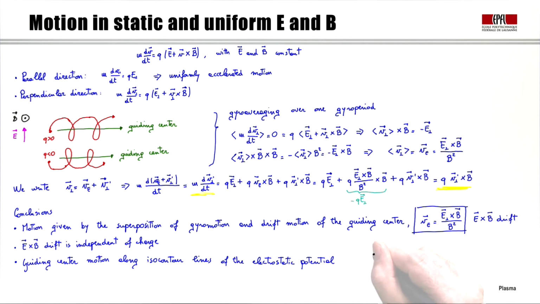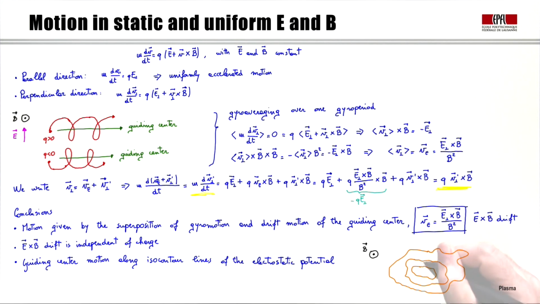Let's in fact imagine to have a magnetic field pointing out of the page, and let's imagine to have an electrostatic potential on the plane perpendicular to B with some isocontour lines. Now, as the E cross B velocity is in the direction perpendicular to E, and E is perpendicular to the isocontour lines of the electrostatic potential, we will have that the charged particle will move around following the isocontour lines of the electrostatic potential.